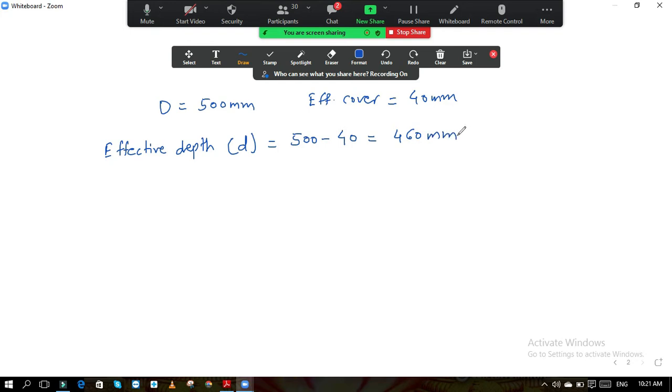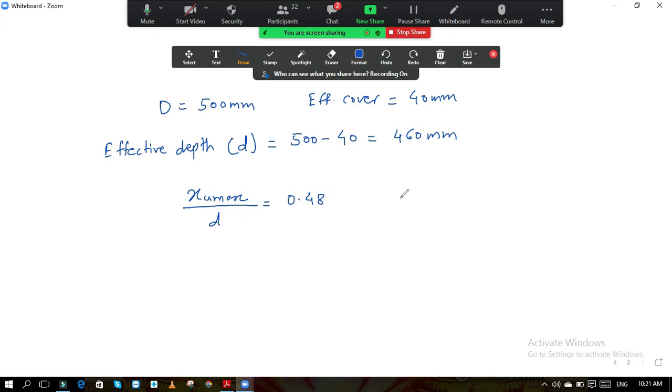This is our effective depth. Now you know that from IS 456 2000 page number 70, we know that XU max upon D is equal to how much? Now Fe415 is there, so it is 0.48. There is no need to remember this. If you refer to the IS code, I have already shown you where it is. Hope you have noted it down at that point. So now XU max by D is 0.48.